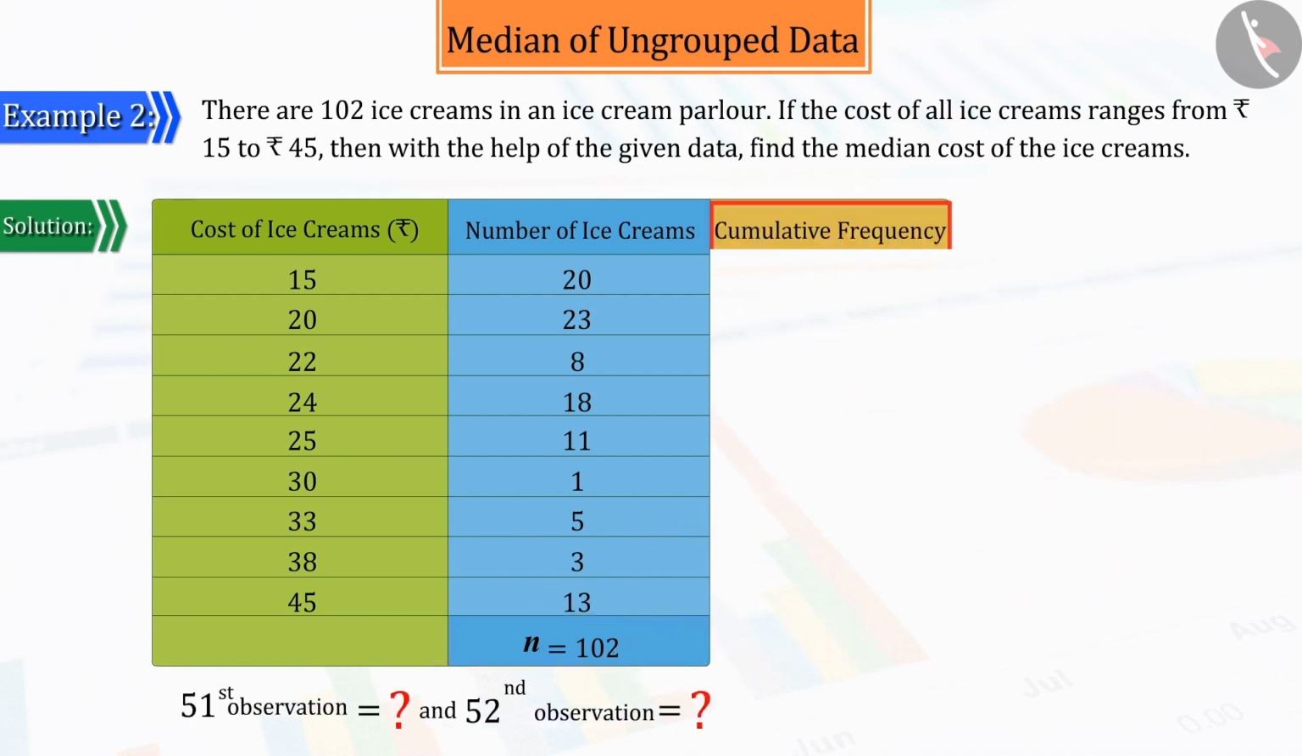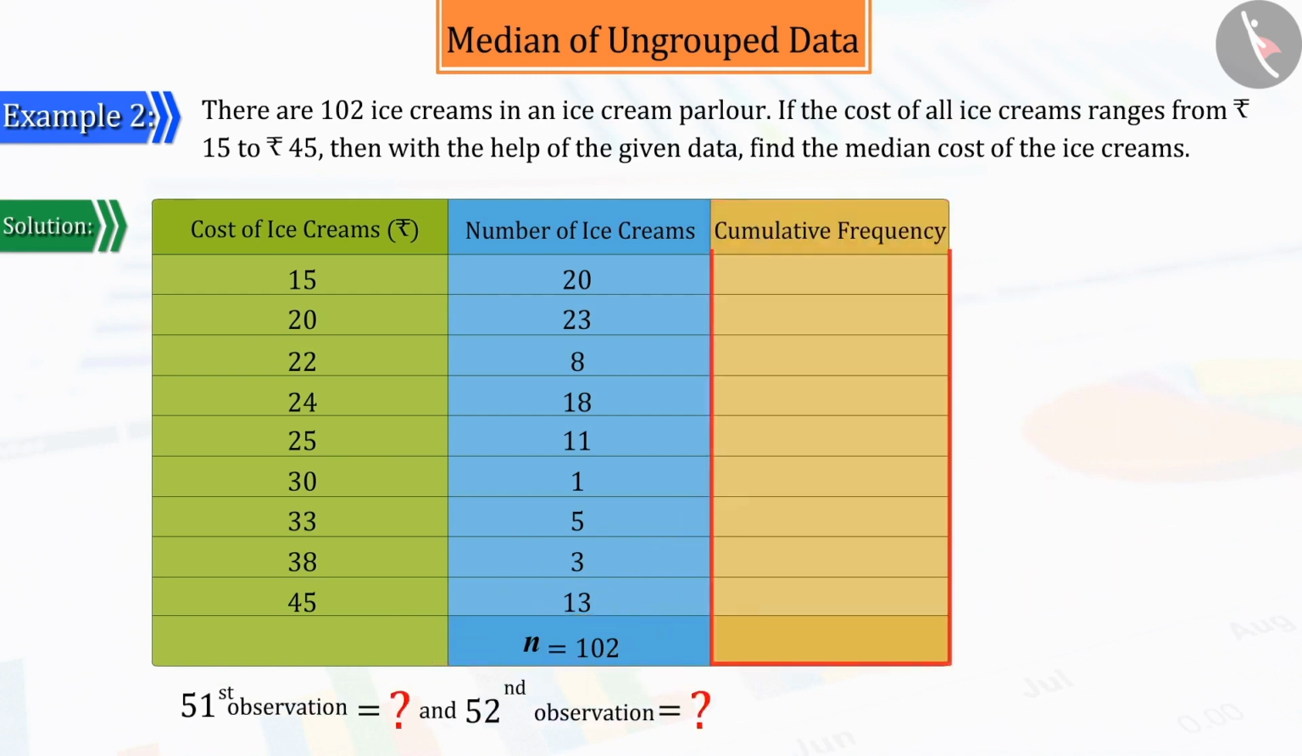Let's see. For this, let's create a new column. In the first line, let's group the ice creams that are priced up to 15 rupees. They are 20 in number. Similarly, in the second line, let's group the ice creams that are priced up to 20 rupees. Their total number is 43, because in this, the 20 ice creams that are priced up to 15 rupees are also included.